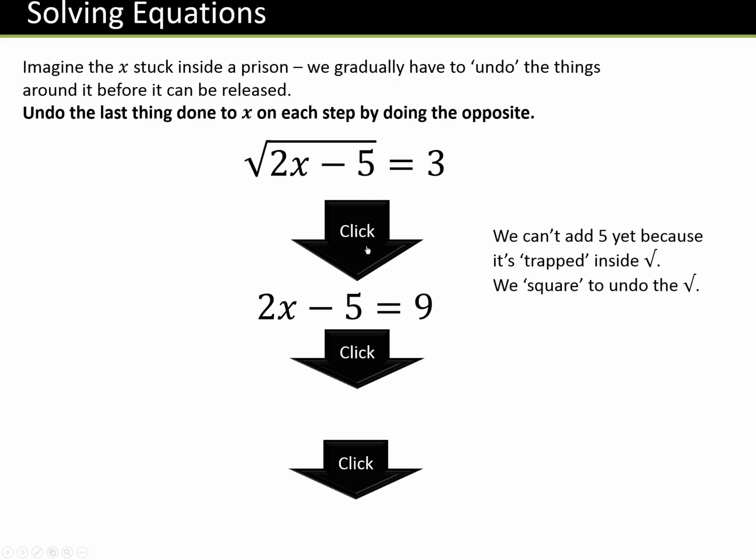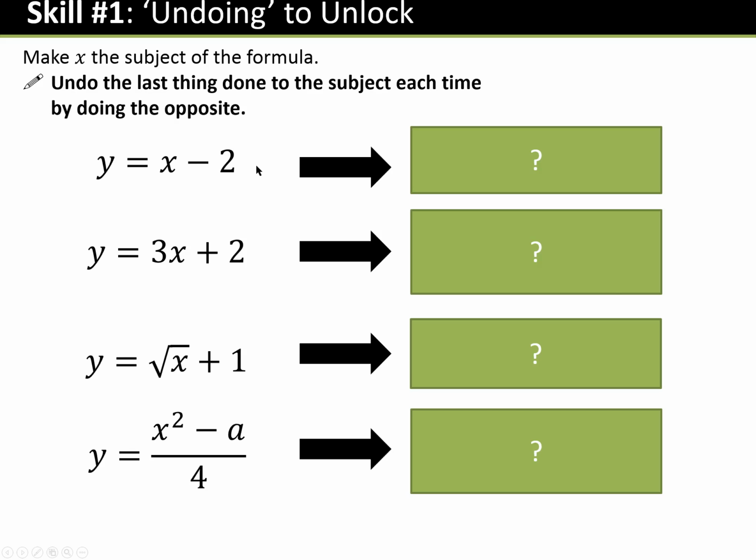Let's square both sides. If you square both sides, the square root disappears on the left, and on the right-hand side the 3 gets squared and becomes a 9. Then you add 5 to both sides, divide both sides by 2, and you get 7. That's the general idea, I guess. Really easy. We have to make x the subject of all of these.